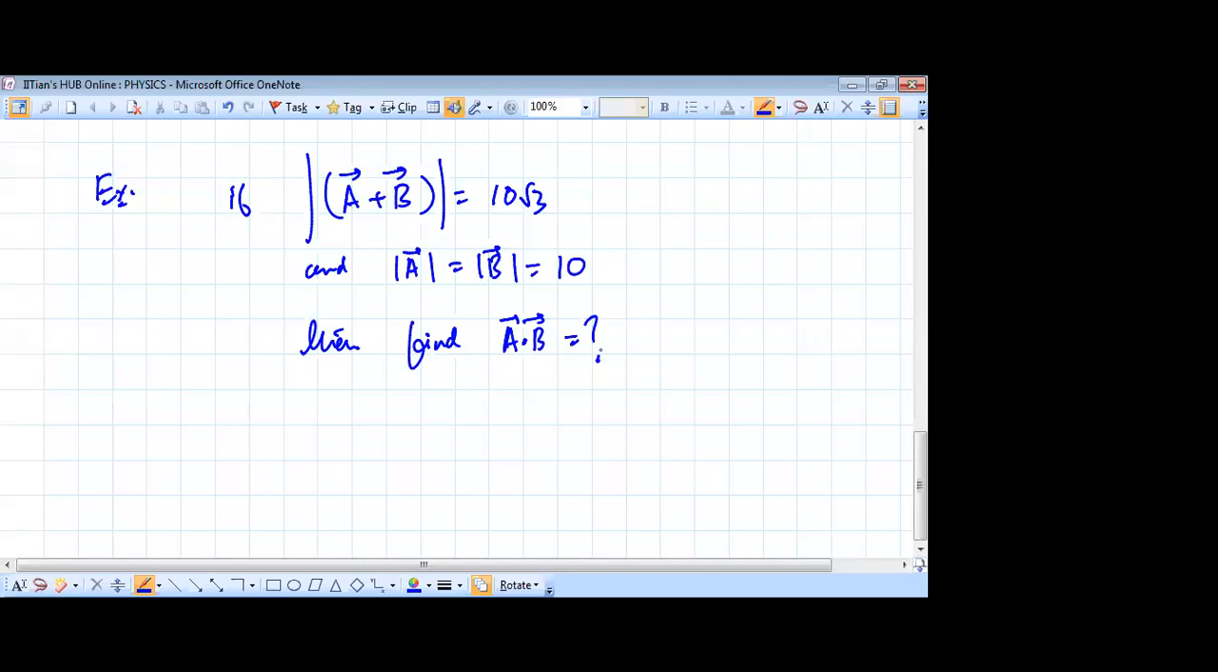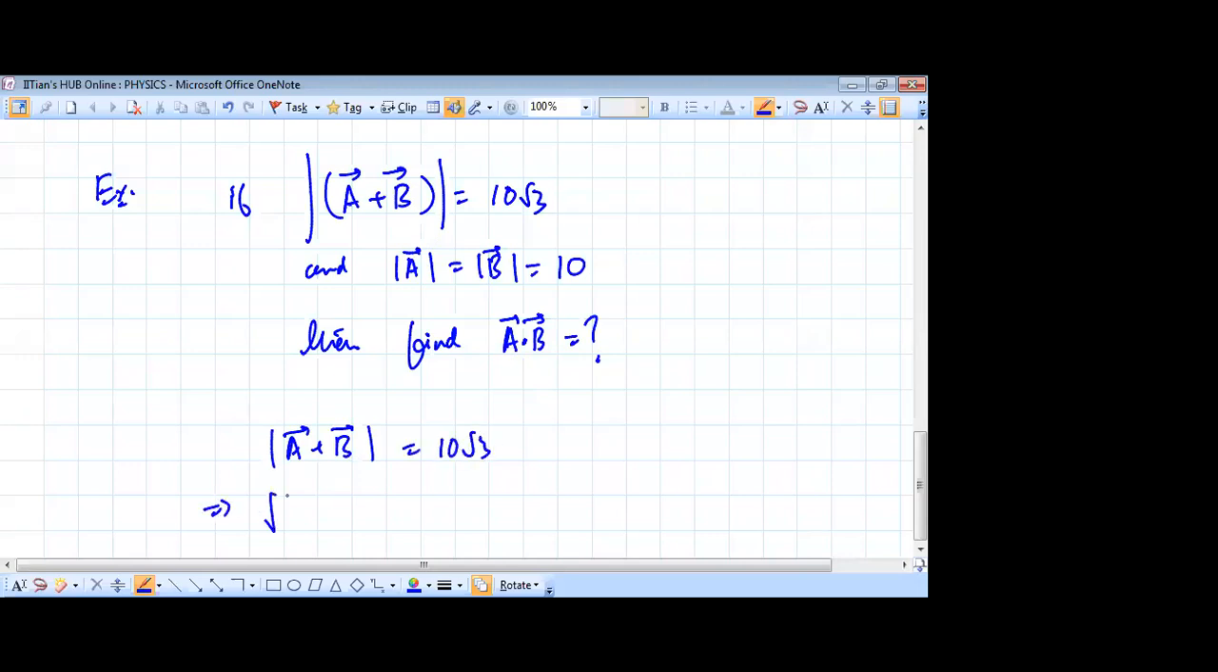Correct. That's good. So 50 is the correct answer. That's good. Okay. So you can see that because the magnitude of A plus B is 10 root 3. Yes, that's correct. 50 is the correct answer.